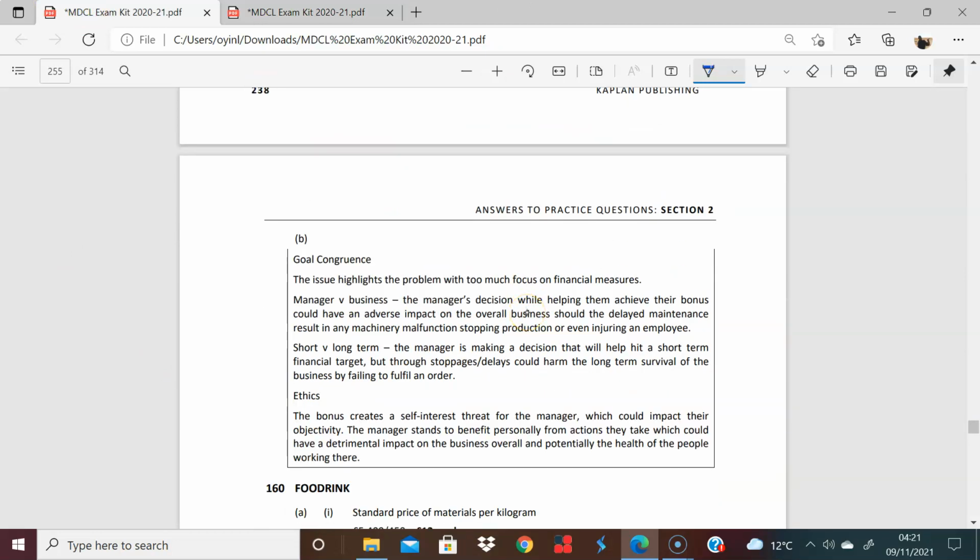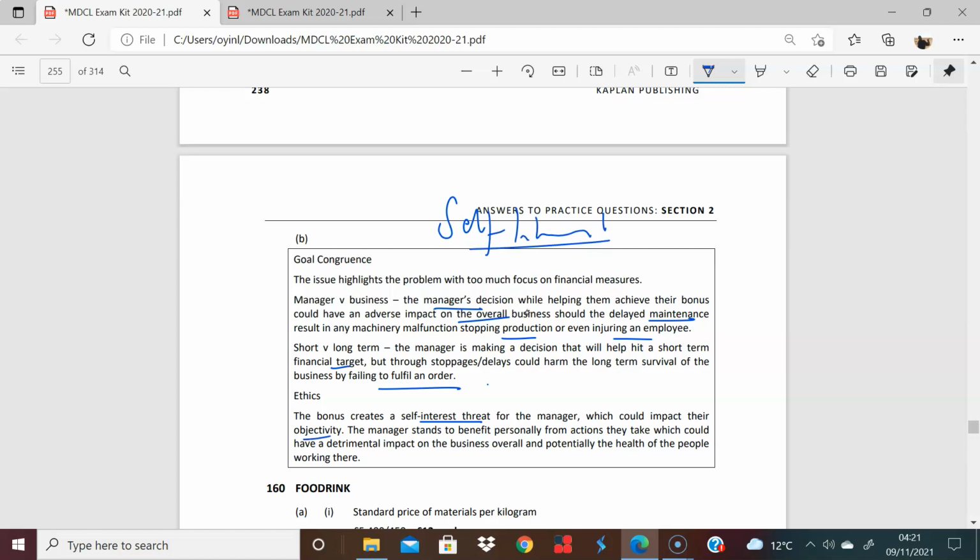So the key point here is that the manager's decision is all self-interest. It will have an adverse effect on the overall business, because the maintenance will affect production, or you might even have injuries. These are short-term financial targets, whereas in the long term they could affect the long-term survival. Self-interest threat is the word you want to keep. Whenever you see this, highlight self-interest straight away. It affects their objectivity. Yes, you're benefiting personally, but there is a detrimental impact on the business and the health of the people working there.